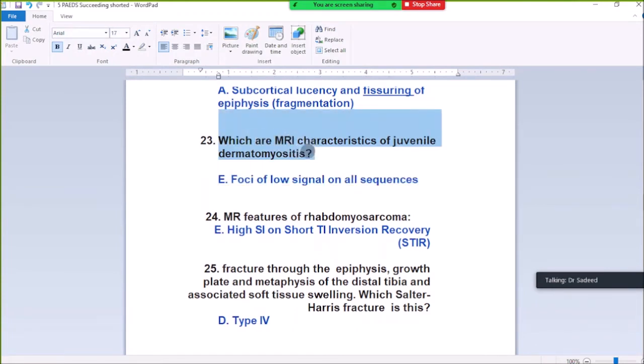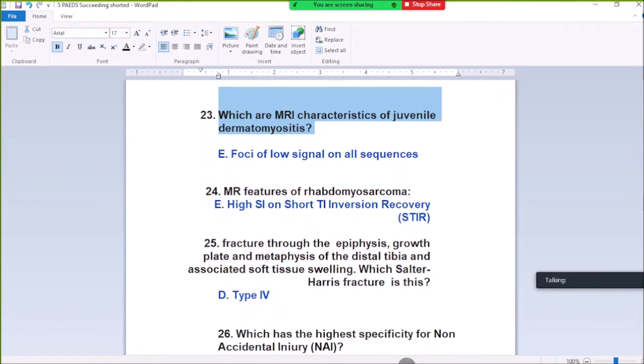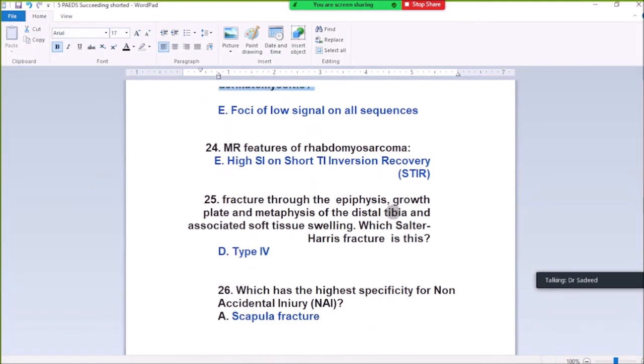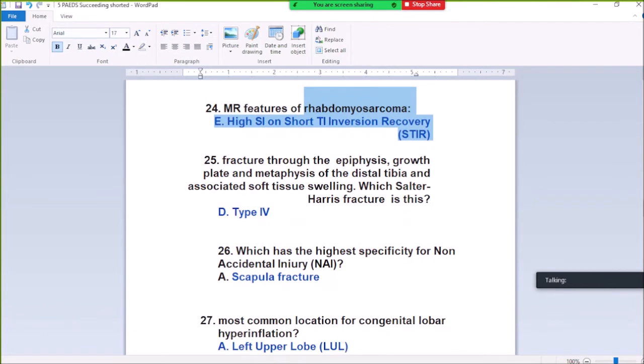Juvenile dermatomyositis, correct? Question 23. Juvenile dermatomyositis. Question 24. MR features of rhabdomyosarcoma are high signal on short STIR sequence. Rhabdomyosarcoma shows high signal on STIR. 25. Epiphyses, growth plate and metaphyses of the distal tibia and associated soft tissue swelling.